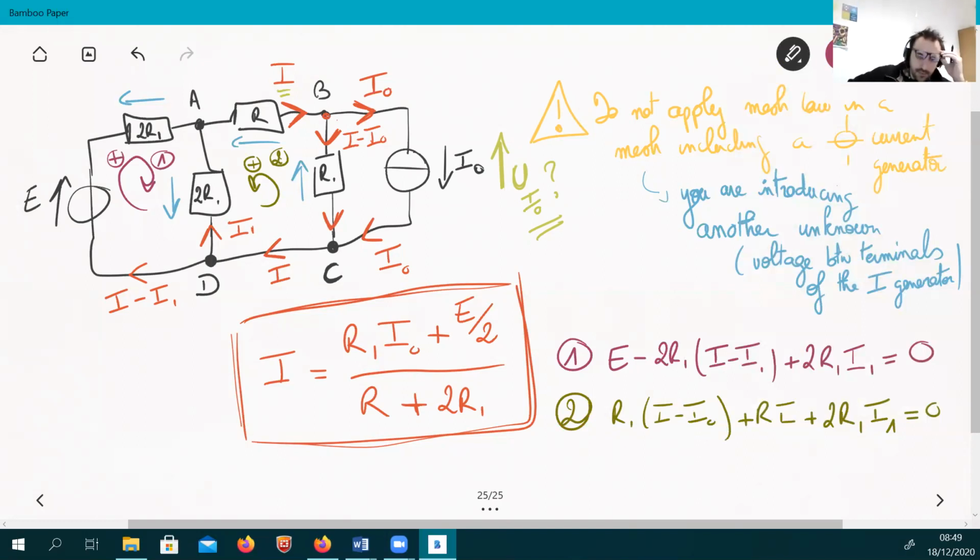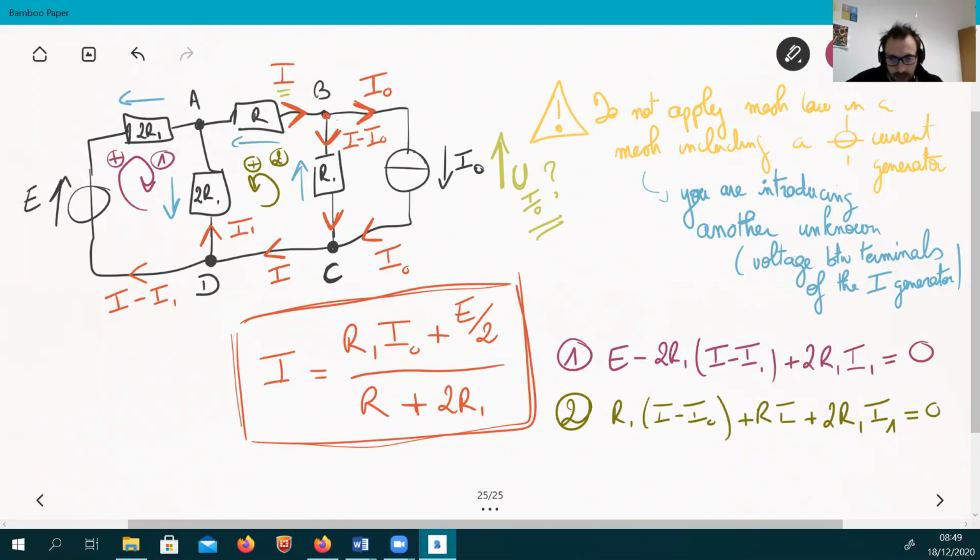So just to help you, I write the two equations I get from the two mesh laws, just to show you again that it's convention. I picked a different direction when I applied the mesh law in mesh 1 and mesh 2.